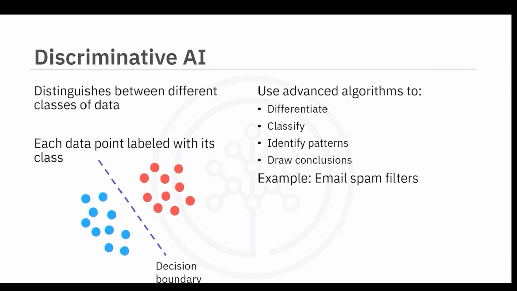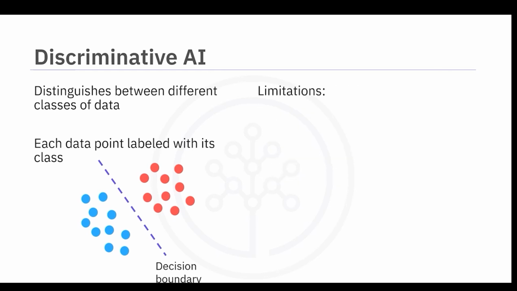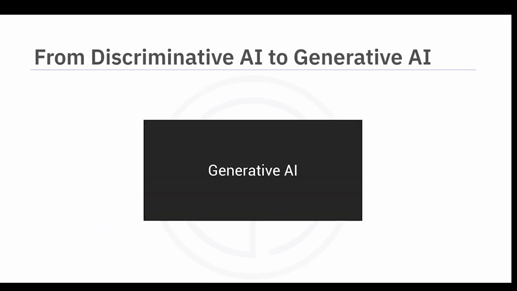An example of how a discriminative AI model works can be seen in how email spam filters can differentiate between spam and non-spam emails. Discriminative AI models are best applied to classification tasks. They cannot, however, understand context or generate new content based on a contextual understanding of the training data. And this is where generative artificial intelligence, or generative AI, comes in.